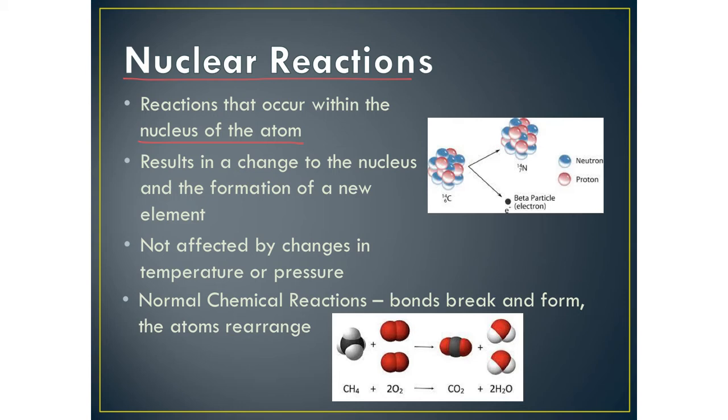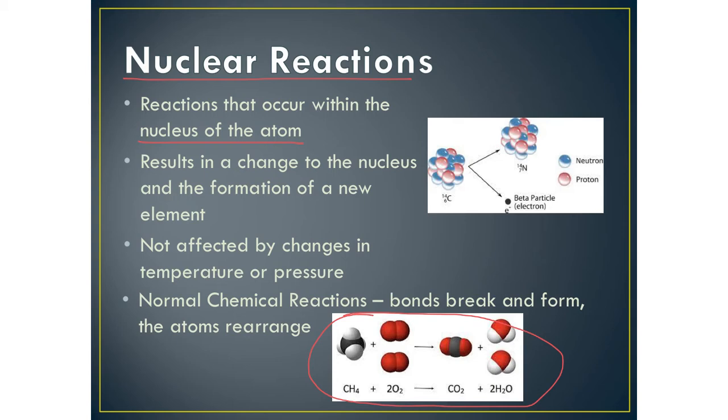So down here we have a regular reaction. This is what we call our chemical reactions. In this we have CH4, which is methane, plus oxygen gas makes carbon dioxide and water. So we start the reaction with one carbon, we end with one carbon. We start with 4 oxygens, we end with 4 oxygens.